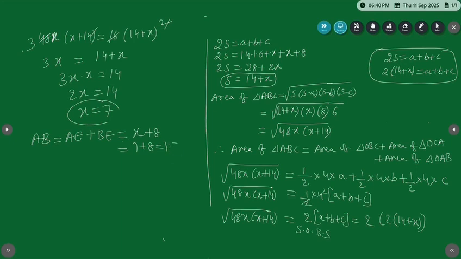Also we find AC in this problem. AC means AF plus CF. AF means X, plus CF means 6. The X value is 7, so 7 plus 6, that means we get 13. Understanding this problem? Thank you.